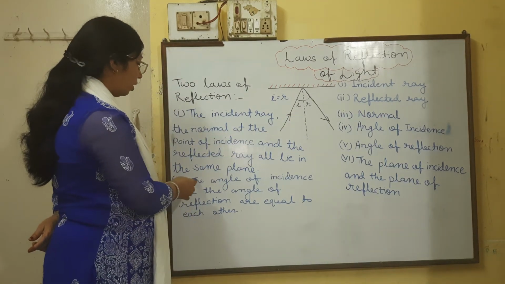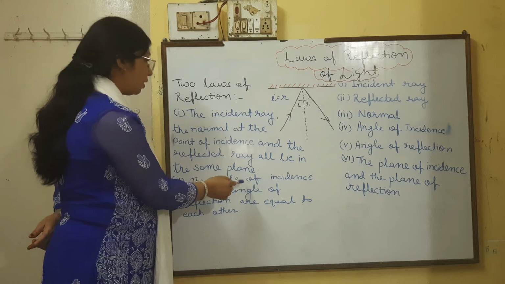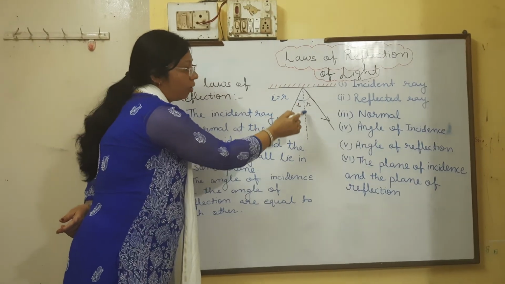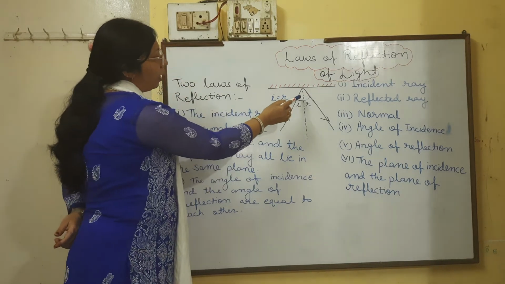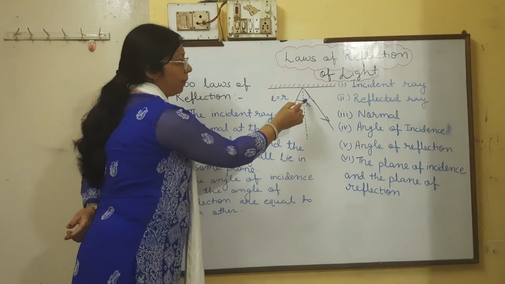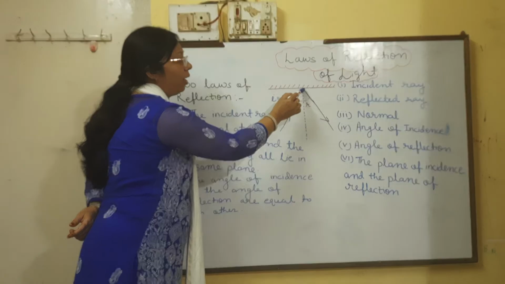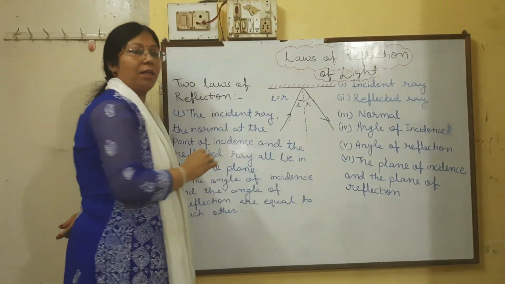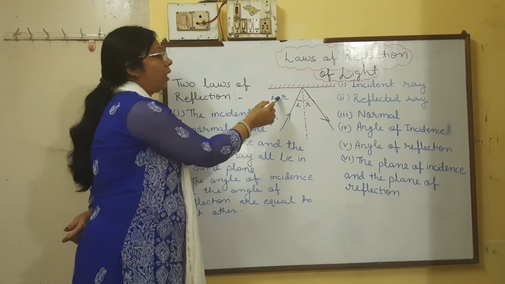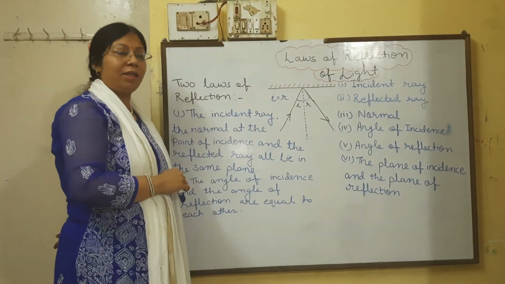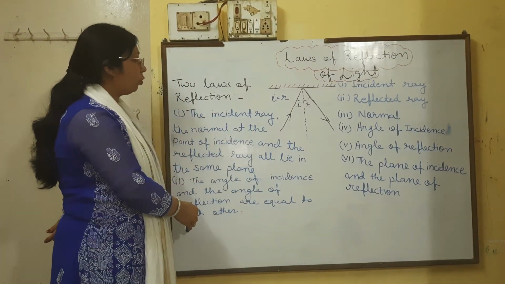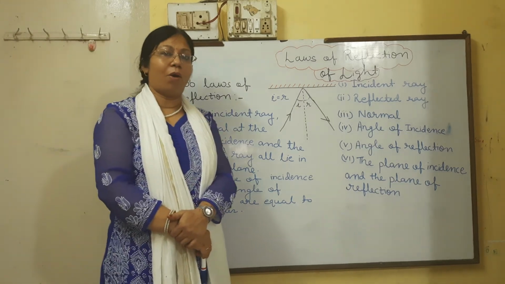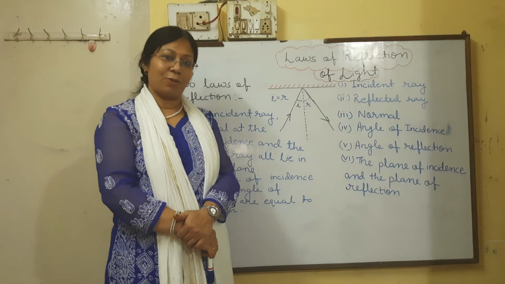Second law: the angle of incidence, meaning this angle made by the incident ray and the normal, and the angle of reflection, meaning the angle made by the normal and the reflected ray, will be equal to each other, meaning I equals R. So these are the two laws of reflection. I hope all of you have understood it.